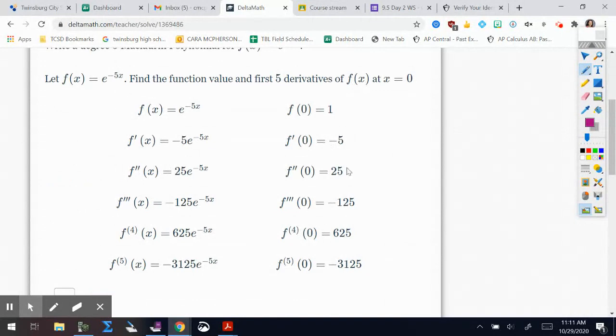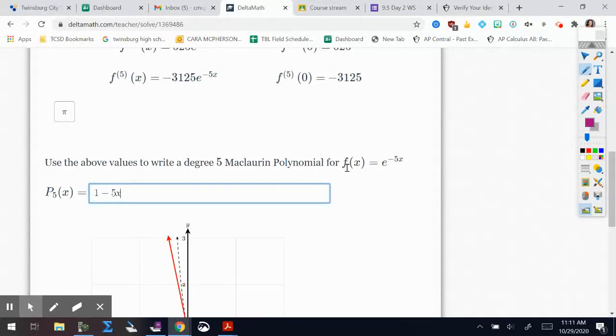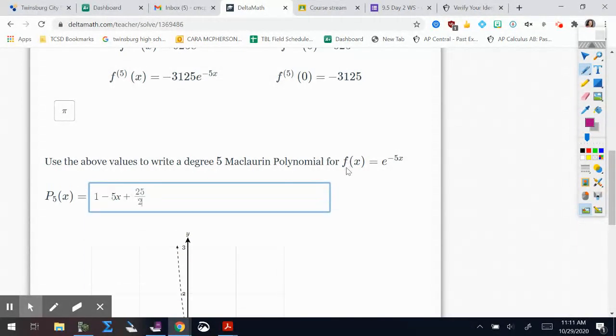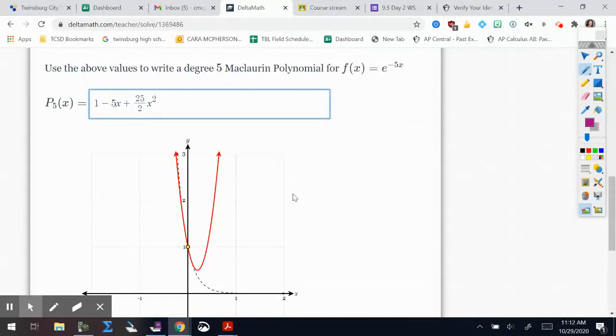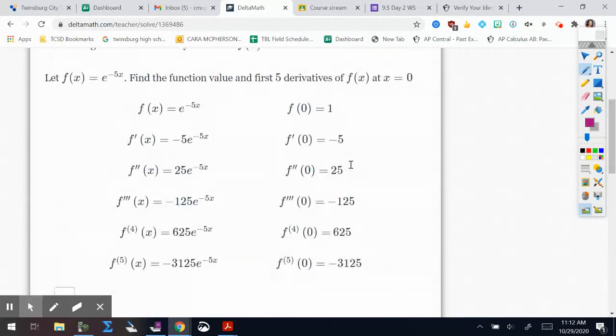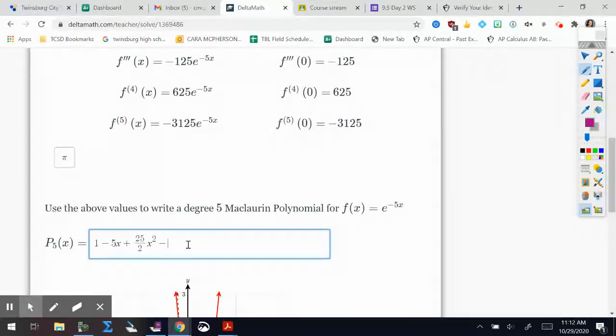And then my next term is going to be 25. It's going to be divided by 2 factorial, or just divided by 2. And it's going to be x to the second power. As you go, you can kind of see it keeps changing the picture here. Then my next one is going to be negative 125. That's going to be divided by 3 factorial, which I'm just going to put in as a 6. And then x to the third power. And then my next one is 625 divided by 4 factorial, which is 24, x to the fourth.